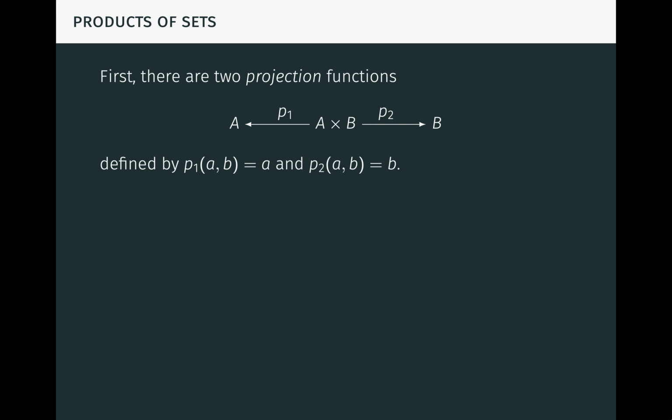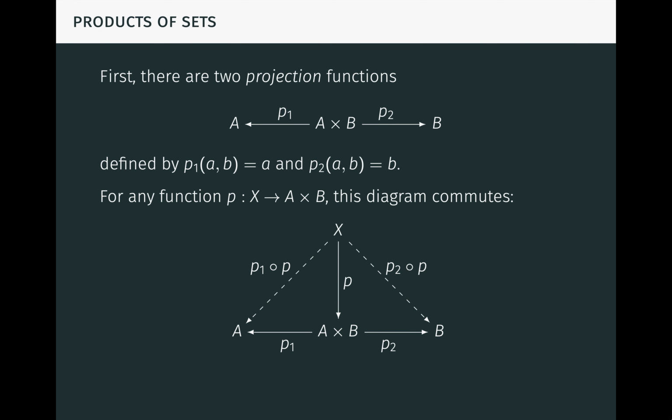Let's see how this property works. First, there are two projection functions, p1 and p2, from the product A times B into A and B respectively, which are defined in the obvious way. Second, for any function p into the product A times B, this diagram commutes. Here we form the composites of p with the projection functions p1 and p2 to obtain a pair of functions into A and B, making the diagram commute. Note in doing this we move from the inside of the triangle to the outside.